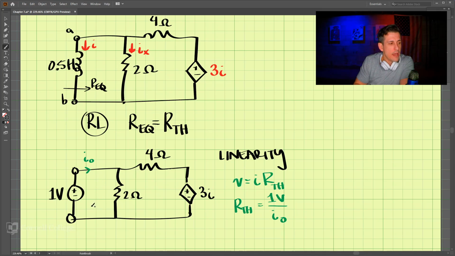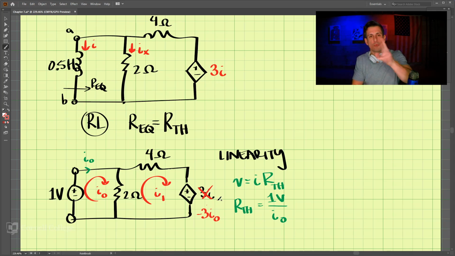So we're going to do a mesh analysis. Let's draw the loops here. Let's call this I naught, that will be the current here, and we'll call this I1. Well, this I is actually downward here, so this is going to be negative I naught, right? Because I naught is this direction and I is this direction, so we're just switching it. So the dependent source becomes negative 3 I naught.